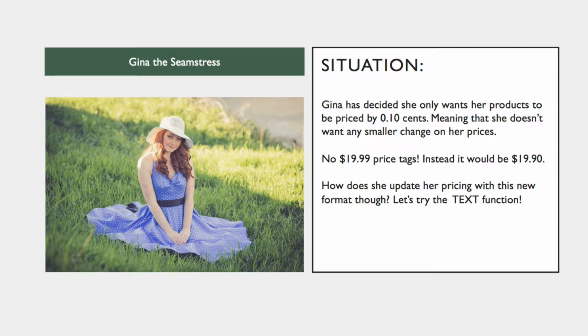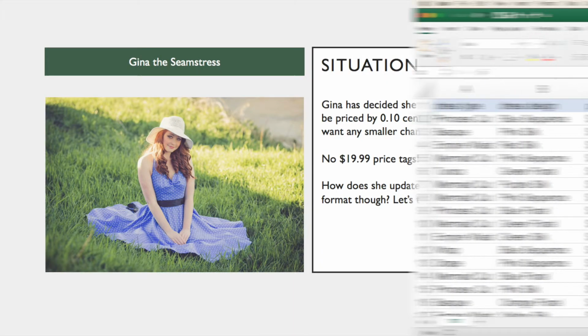Now, Gina has decided that she only wants her products to be priced in 10-cent increments, meaning that she doesn't want any smaller charges on her prices. No $19.99 price tags. Instead, it would be $19.90 or $20 even. Now, how does she update her pricing with this new format though? Let's try the TEXT function.